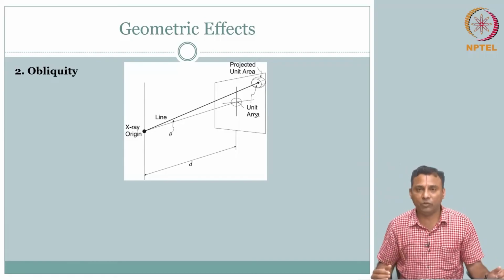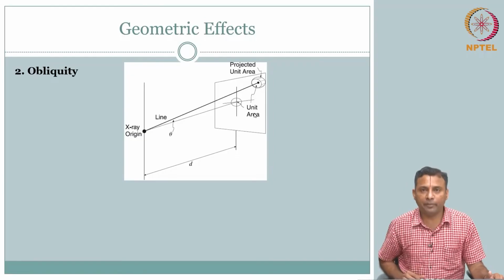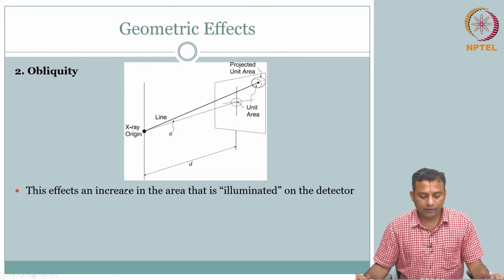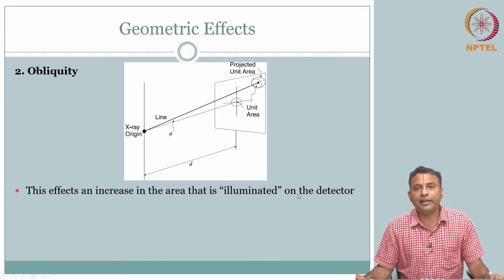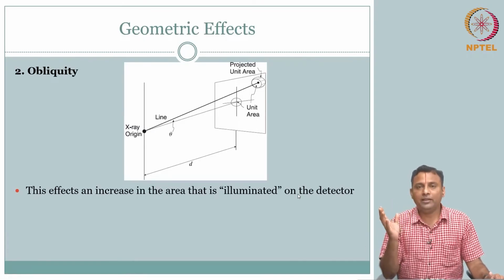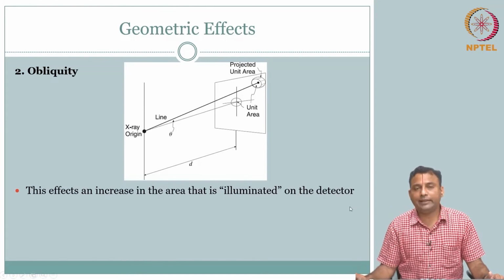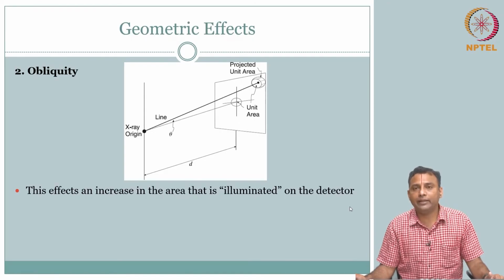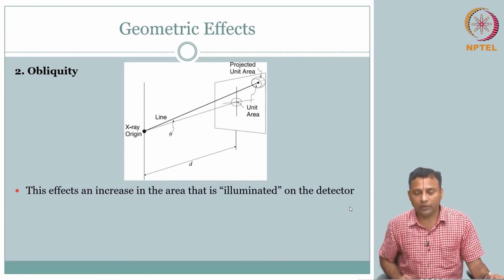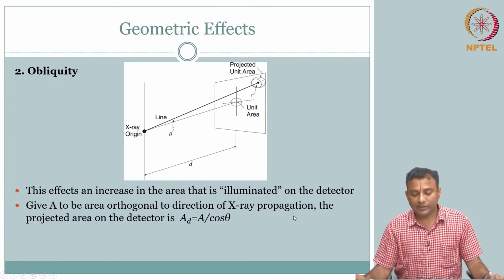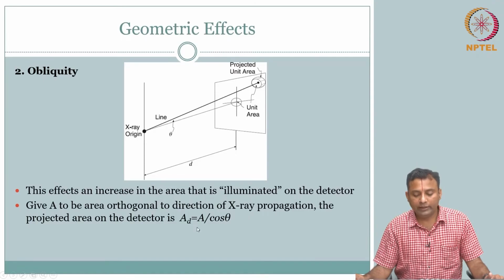So there is an angle involved. We incorporate that based on this unit area A that is marked, and say the effect is that it increases the illuminated area on the detector. If there is small obliquity, the detector is going to get hit over a larger area compared to when it is perpendicular. So if A is the area orthogonal to the direction of X-ray projection, the projected area on the detector is going to be A by cos theta.